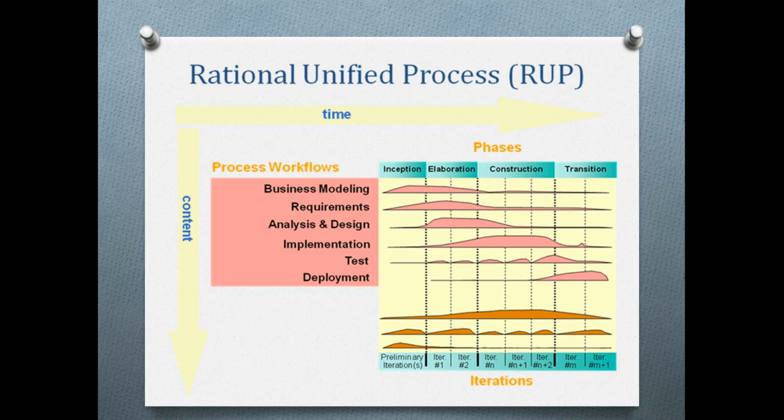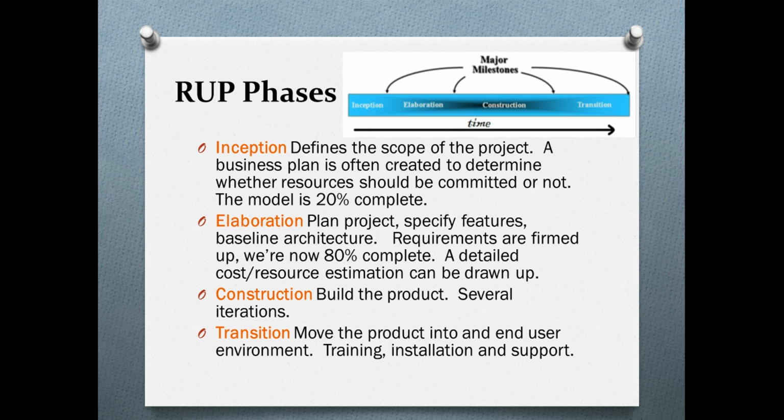Then testing: normally a little bit of testing or validation of the concepts is done in all the phases, but most of the testing is done in the construction phase, and it continues into the transition phase as well. The deployment is done in the transition phase. It basically starts in construction, but it actually happens in the transition phase. So this is how they have defined the whole RUP process.